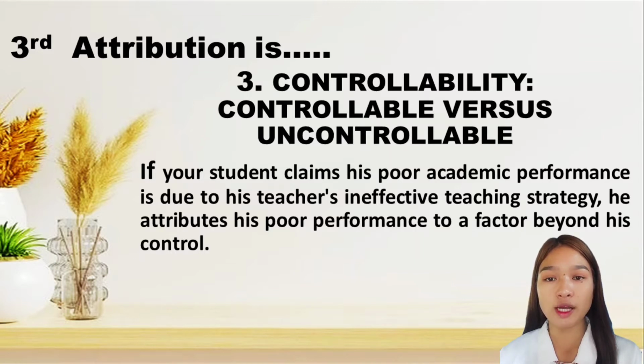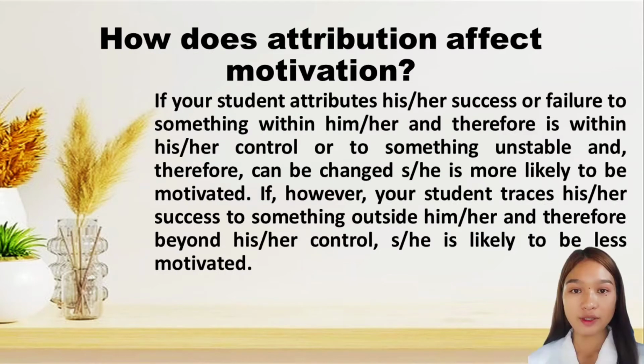If a behavior is controllable, then the individual has the capability to influence the outcome of a task or behavior. Whereas, if a behavior is uncontrollable, the individual has limited or no capability to influence the outcome of the task or behavior. How does attribution affect motivation?